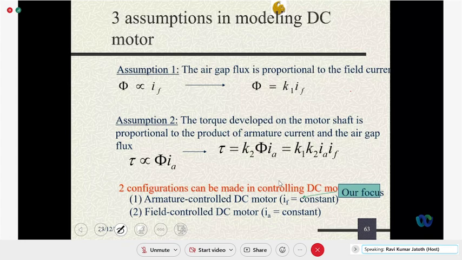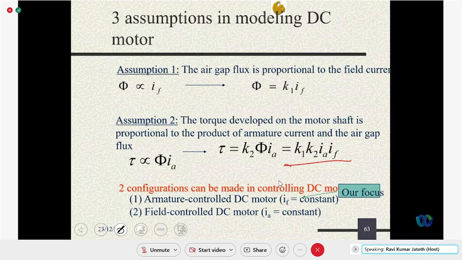Assumption 2. The torque developed on the motor shaft is proportional to the product of the armature current and the air gap flux. So tau is proportional to the product of psi and Ia, and psi is equal to K1 IF. So tau equals K1 K2 Ia IF, right? This is the second assumption we are making. K1 and K2 are constants. Now I can vary the torque by varying the armature current or the field current.